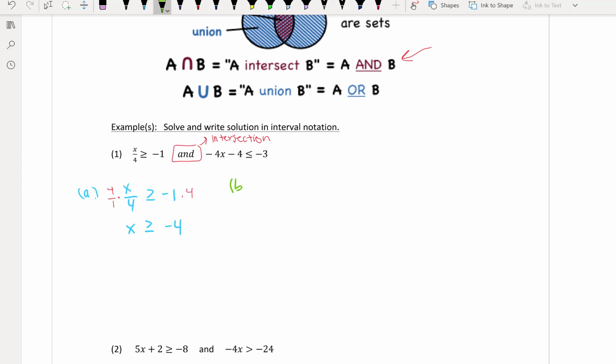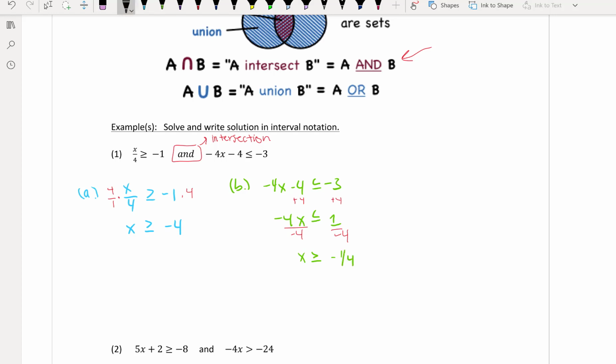Now for part B, let's look at negative 4x minus 4 less than or equal to negative 3. I'm going to add 4 to both sides, so negative 4x is less than or equal to a positive 1. Then I'm going to divide by a negative 4, and you have to be careful. Whenever you divide by a negative, you change the way the inequality faces. I explained that a little bit in section 1.3. So now x is greater than or equal to negative 1/4.